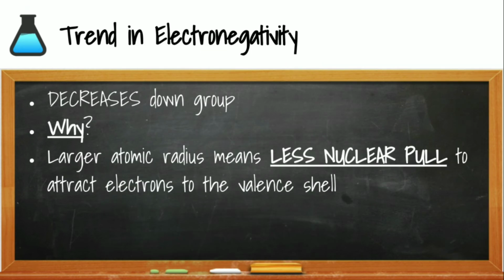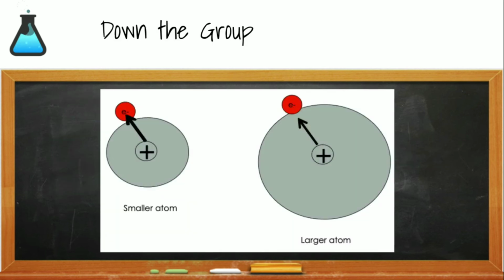Why does electronegativity decrease down the group? Because as we increase the atomic radius when we add a ring or principal energy level of electrons, we will have less nuclear pull. So that means we'll have a lower attraction for electrons in the valence shell. As you move down the group and you add a ring or principal energy level of electrons, you're going to have a weaker pull for electrons, or a weaker attraction for electrons.